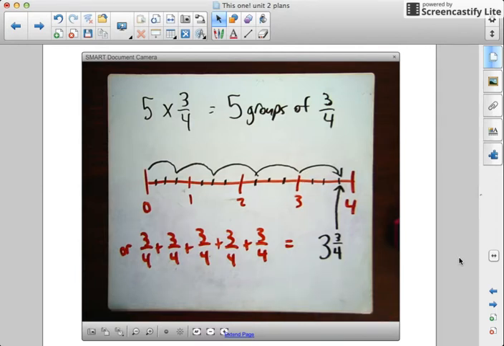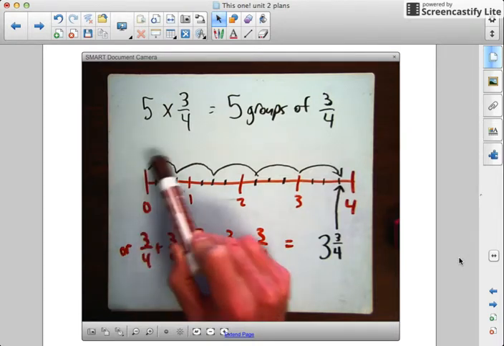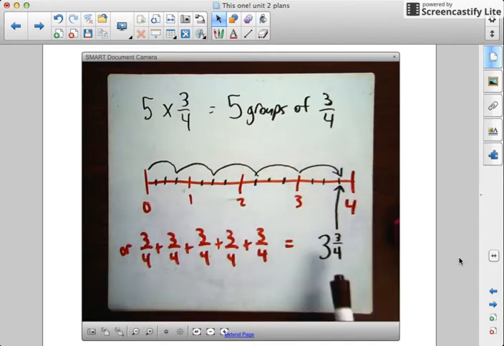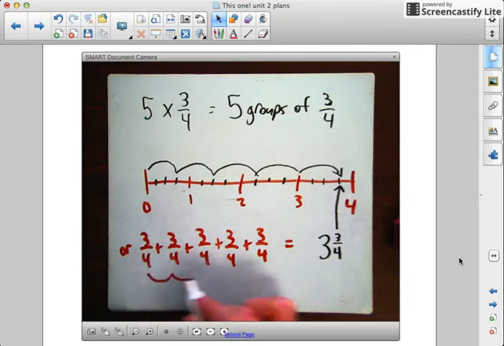We're going to talk about multiplication of fractions using models in this video. But first we need to clarify some of the language that we need to use in order to be able to do this. So if we had 5 times 3/4, we would say 5 groups of 3/4 in each group. We could show that on this number line by splitting it into quarters and taking groups of 3/4 until we get all the way over to 3 3/4. Or using repeated addition, 5 times 3/4, which would give you the same answer.